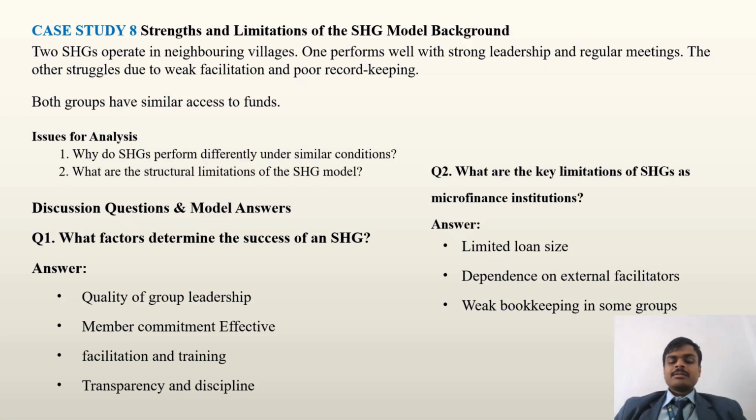Leadership quality is the main reason. Other reasons are member participation, training and support, transparency. Question number 2. What are the structural limitations of SHG model? Point number 1. Small loan amounts, dependence on NGO support, weak bookkeeping in some groups, limited professional management.